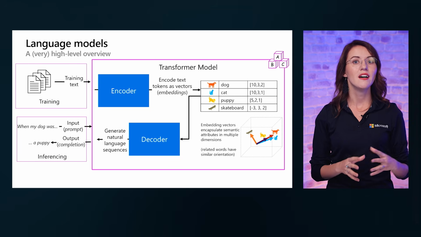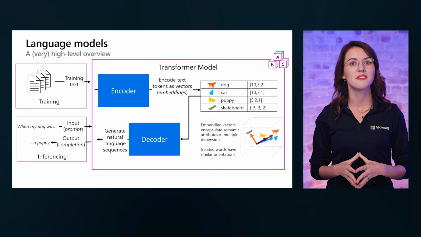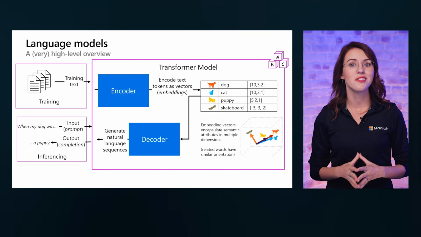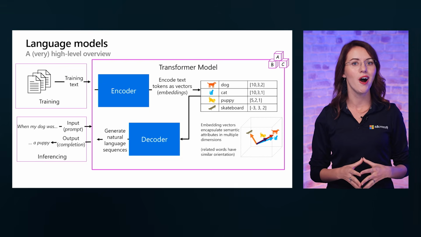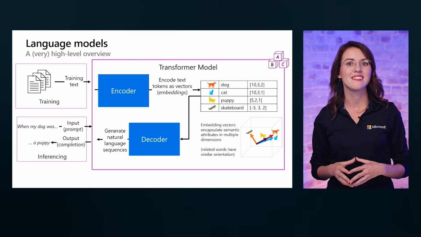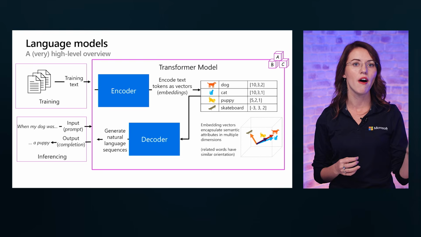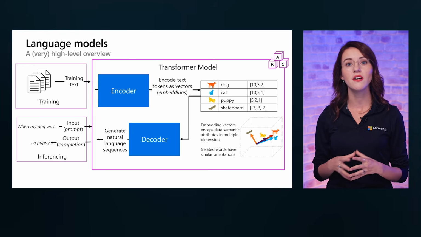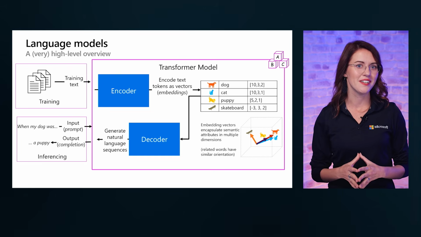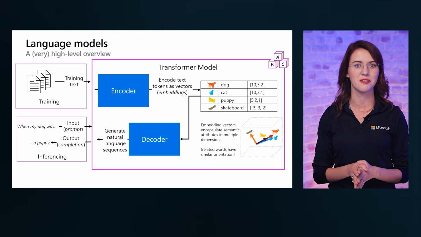The encoder reads the input text and creates a contextual representation of each token. It uses attention layers to figure out how words relate to each other. For example, in the phrase "the bark of a tree," the encoder understands that bark relates to the tree, not dog.